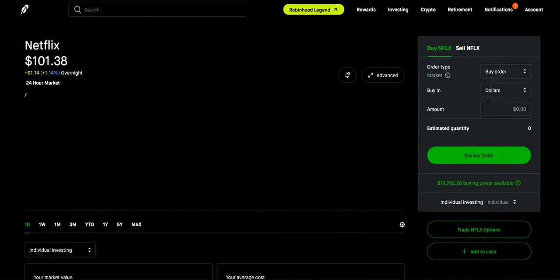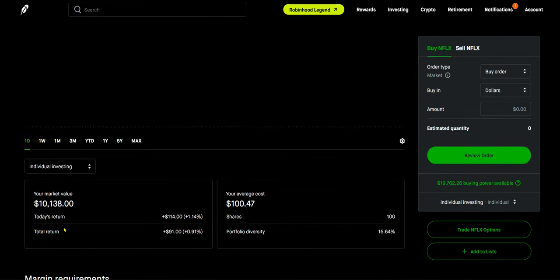Next, we got Netflix. It's at 101.38. It's up $1.14 in the overnight market. Our market value is at $10,131. We're up $84 for an average cost of $100.47 for 100 shares.